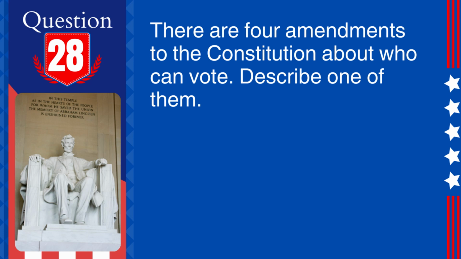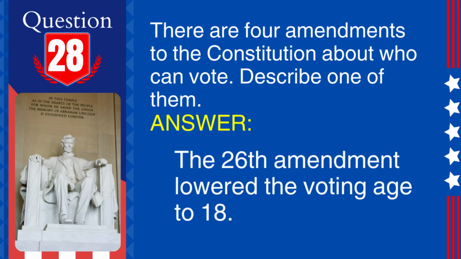28. Question: there are 4 amendments to the Constitution about who can vote. Describe one of them. Answer: the 26th Amendment lowered the voting age to 18. Explanation: ratified in 1971, this amendment prohibits the denial of the right to vote to citizens of the United States on account of age for those 18 years and older.